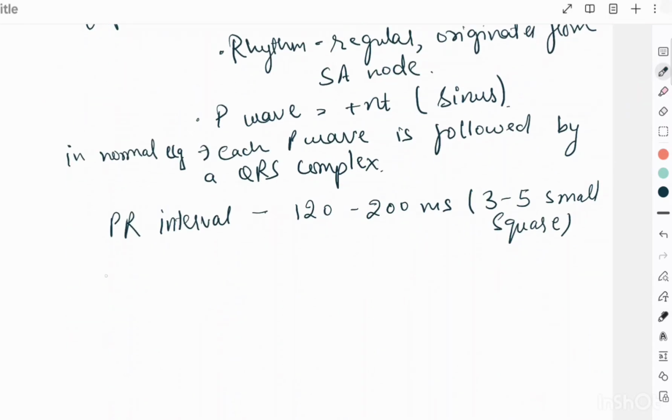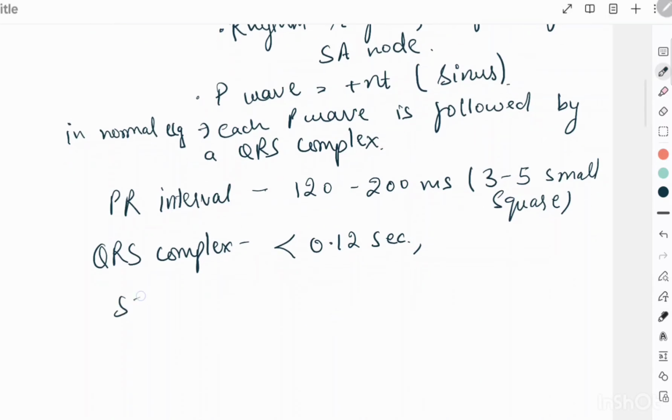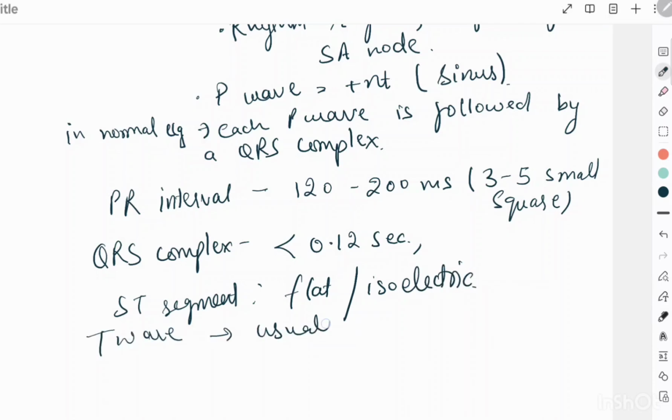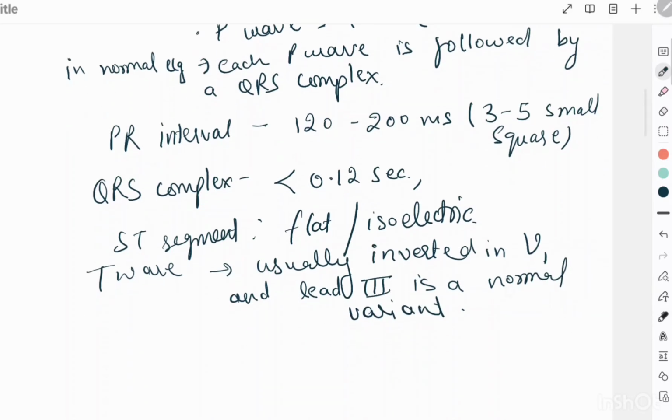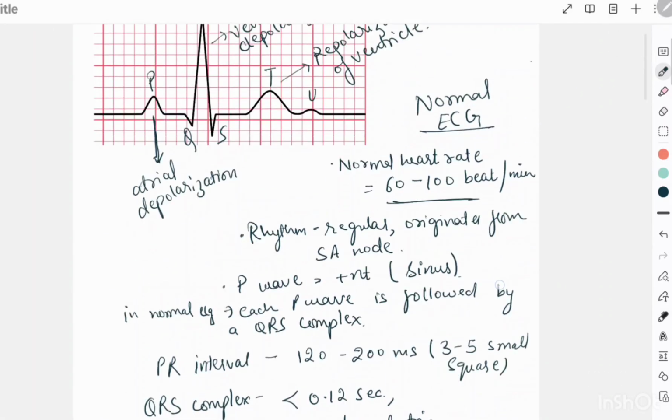Now, what we have to understand about the QRS complex. If the QRS complex is more than 0.12 seconds, it has pathology, but if it is less than or equal to 0.12 second, then it is normal. The ST segment is flat and isoelectric, and the T wave is usually seen inverted in V1 and in lead III, which is a normal finding. So this is the normal criteria for reading an ECG.